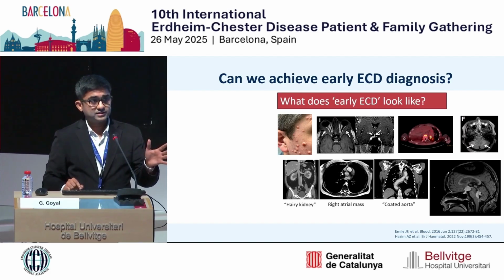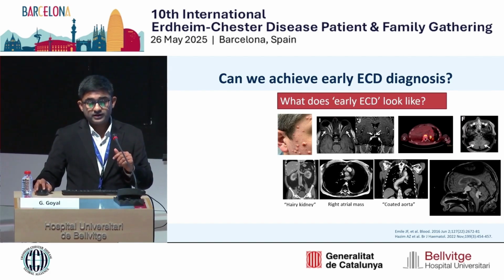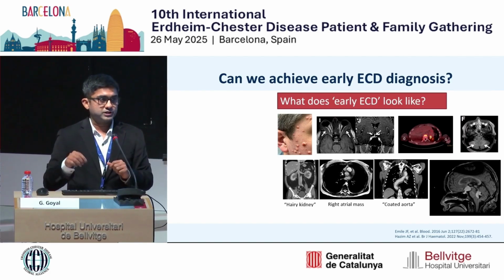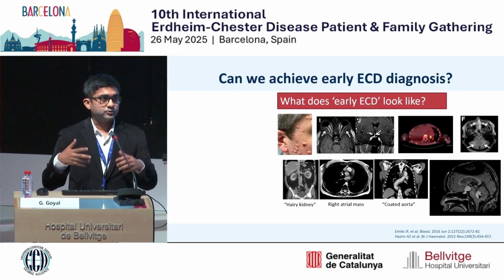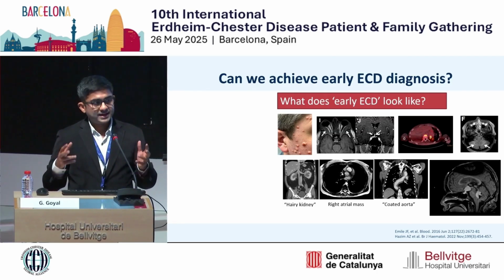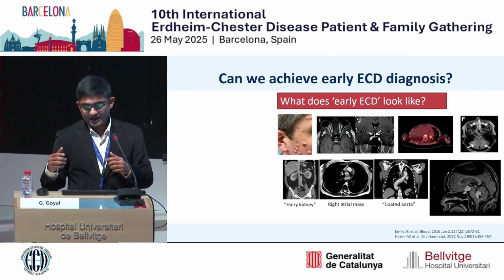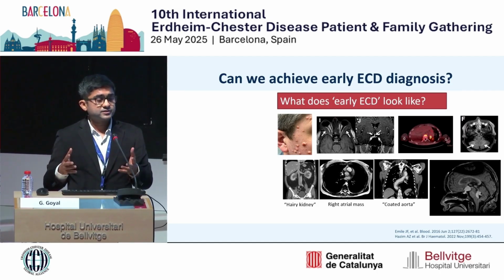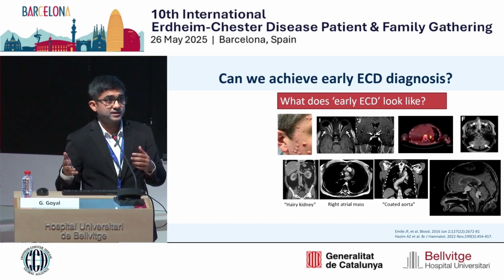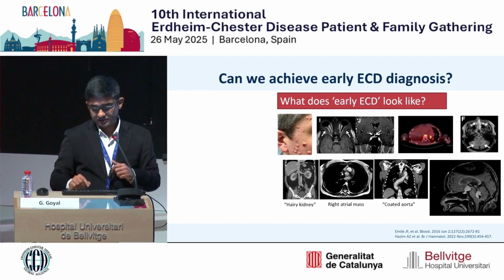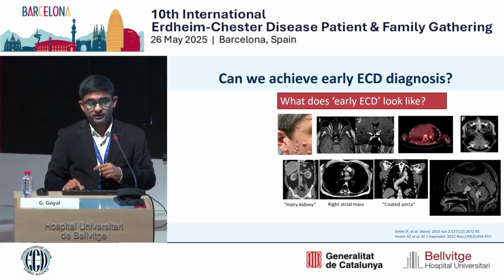Thankfully, in the last decade or so, we have recognized and allowed the requirements of bone involvement to expand, to include hairy kidney, right atrial mass, and coated aorta-like findings. But isolated involvement of those is still not as well recognized, because they are being seen in rheumatology clinics and may be missed until the bone involvement occurs.